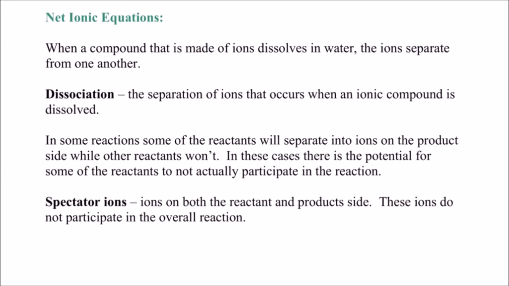We need some vocabulary words in order to be able to write our net ionic equations. The first thing we're going to talk about is dissociation, and that is the separation of ions that occurs when an ionic compound, such as a salt, or our strong acids and strong bases, dissolve in water. Now, some of the ions will actually participate in a reaction with each other, and other ions are called spectator ions because they just sit and watch. They do not participate in the actual reaction, and so we can just cancel those out.